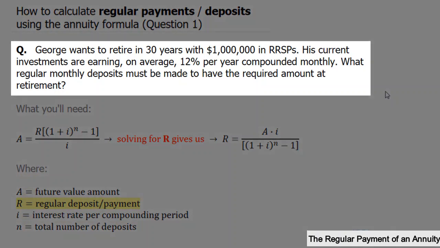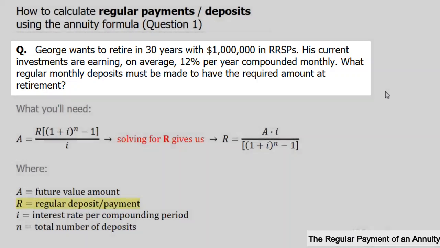The question asks: George wants to retire in 30 years with $1 million in RRSPs. His current investments are earning on average 12% per year compounded monthly. What regular monthly deposits must be made to have the required amount at retirement?